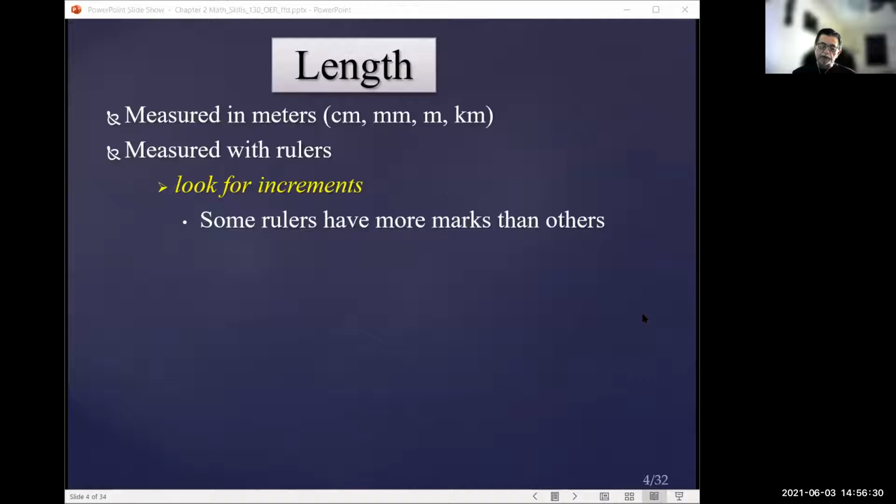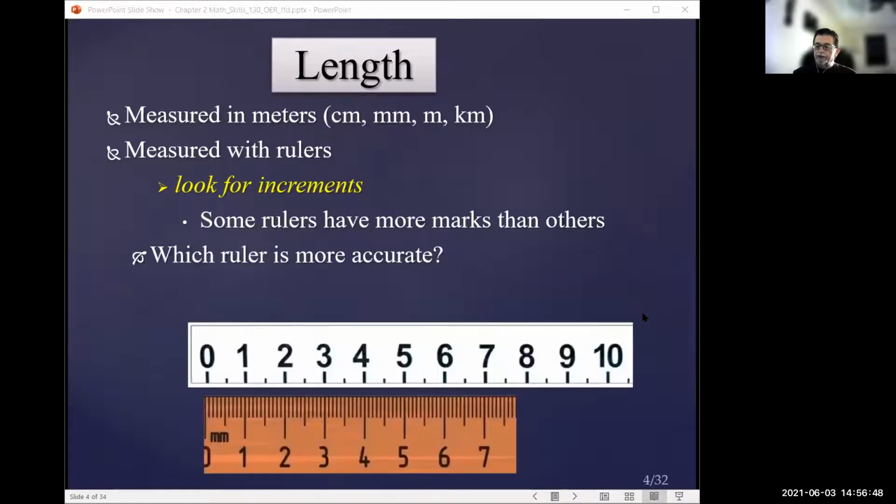And so we have to deal with significant figures, and we'll have more on that in a second. With respect to length, the kind of units that we utilize are centimeters, millimeters, meters, and kilometers. Measurements, some rulers have more marks than others, right? If we look at the white ruler, we can see that it is least accurate because there are fewer marks to give us a more accurate reading.